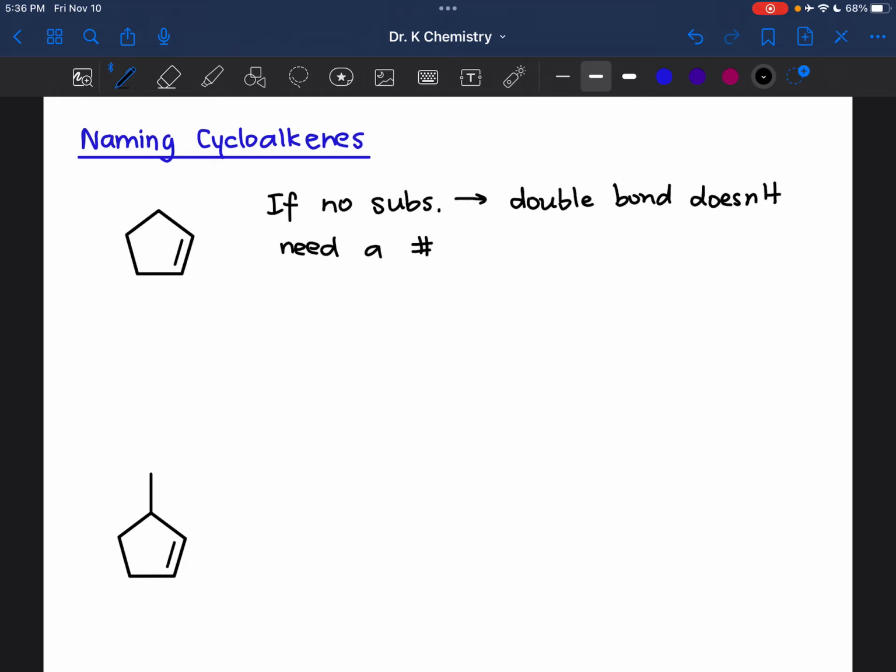So in that case, notice that this ring has 5 carbons. So we're going to use the prefix pent to indicate that there are 5 carbons. It's an alkene because it has a double bond, so we're going to end with -ene. And it's cyclic. So in that scenario, we use the prefix cyclo to indicate that it's a cycle. And that becomes cyclopentene. And again, we don't need numbering here because there's only one double bond and there are no substituents. So it's understood that that double bond would be on carbon 1.